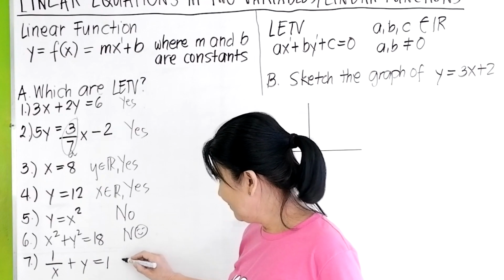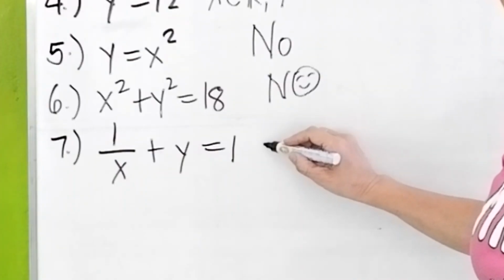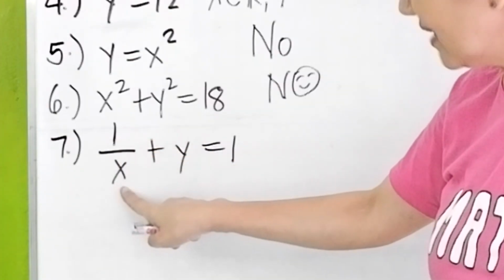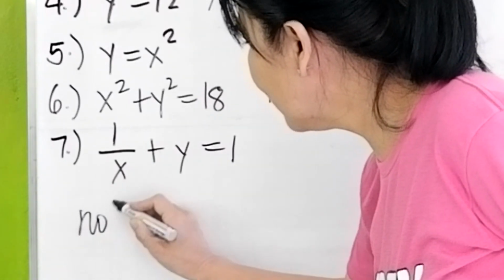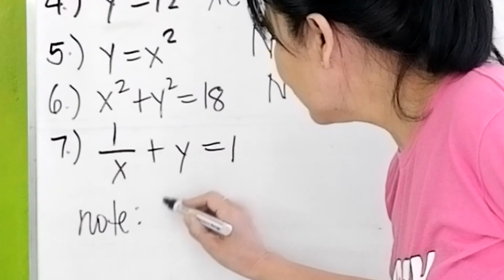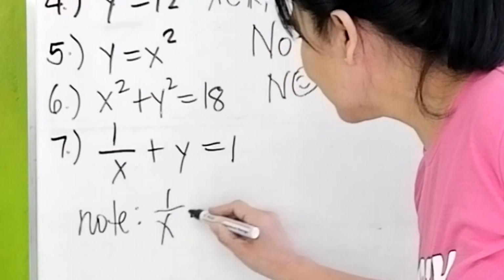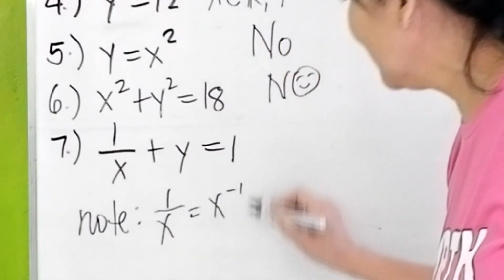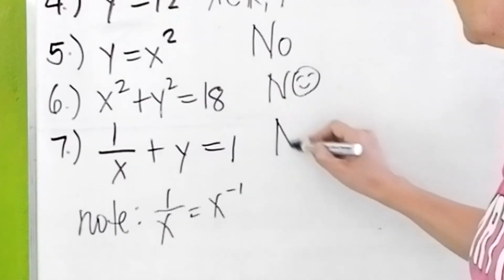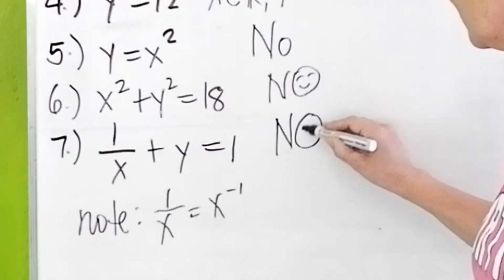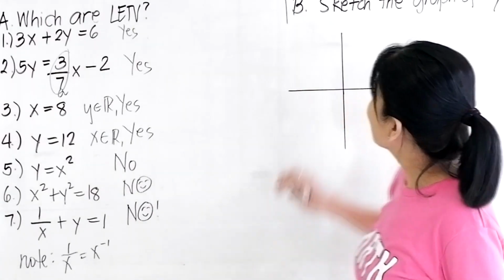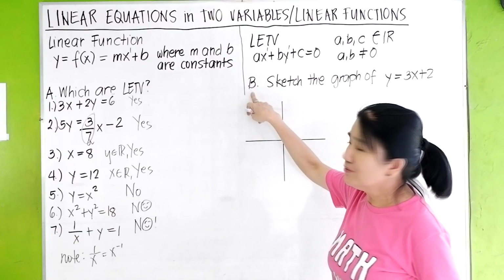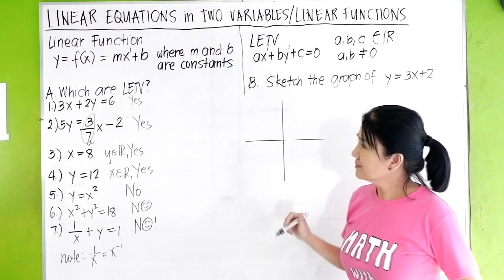And then number 7, look at number 7. Your x is in the denominator. Take note, you have learned that 1 over x is equal to x to the negative 1. You have a negative 1 exponent, so obviously this is no. Now, let's move on to letter B.